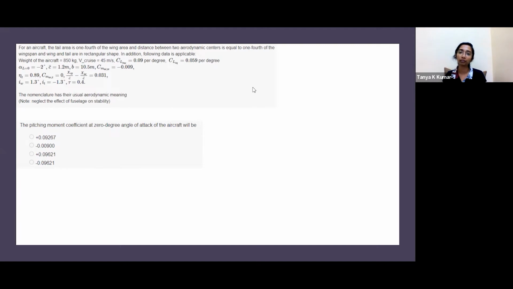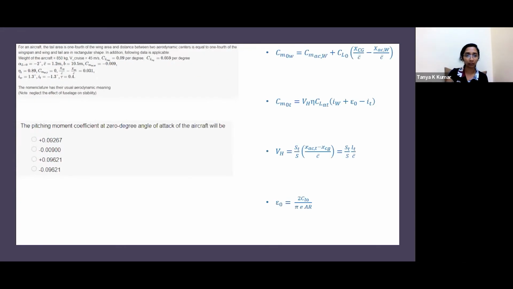For CM naught, we have contributions from the tail, from the wing, and the fuselage. Now, in this question, they've asked you to neglect the effect of the fuselage. So CM naught would be CM naught wing plus CM naught tail. What is the equation for CM naught wing and CM naught tail? CM naught wing is given by this equation. Do we have everything in that equation?